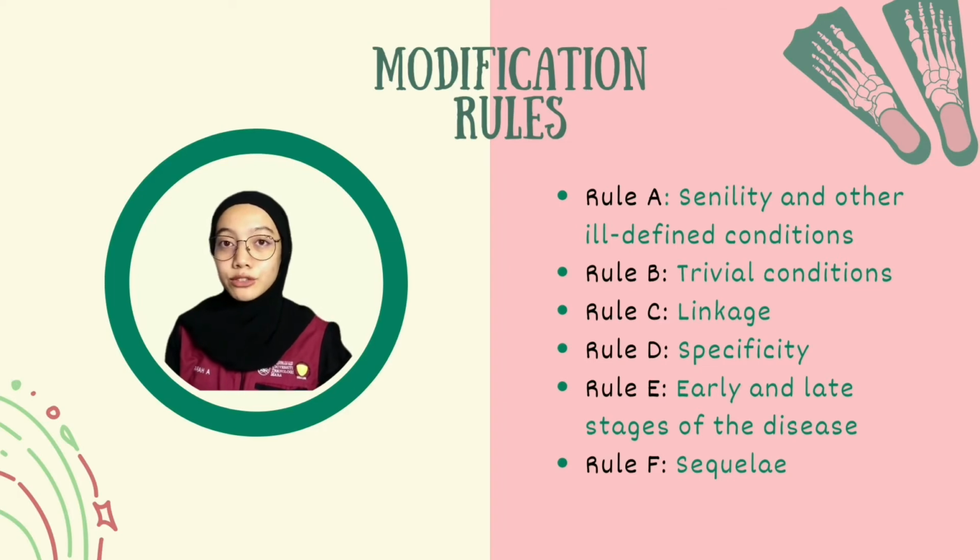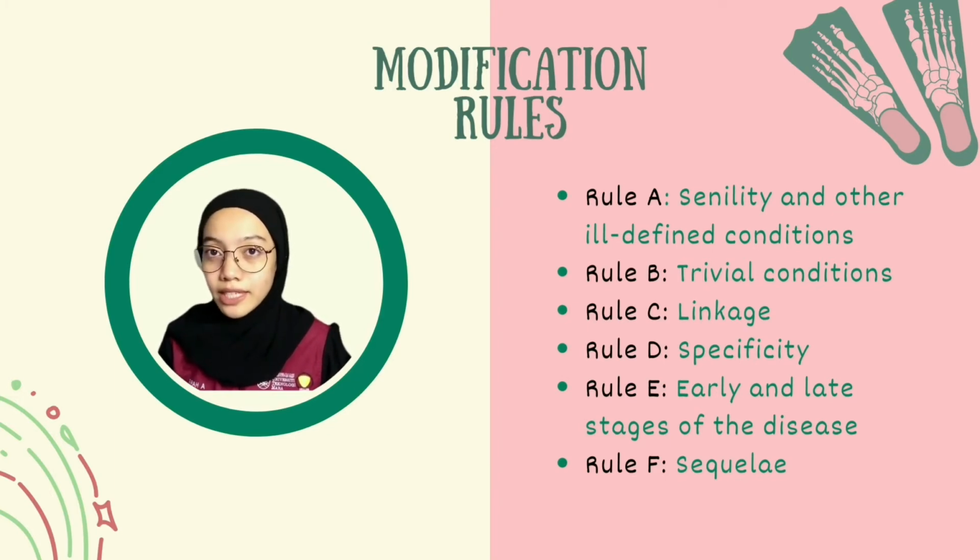Next, we move to Rule B, trivial condition. Trivial condition, where the selected cause is a trivial condition unlikely to cause death, and a more serious condition, any condition except an ill-defined or another trivial condition, is reported, we select the underlying cause as if the trivial condition had not been reported. For example, code of record is E149 for diabetes.